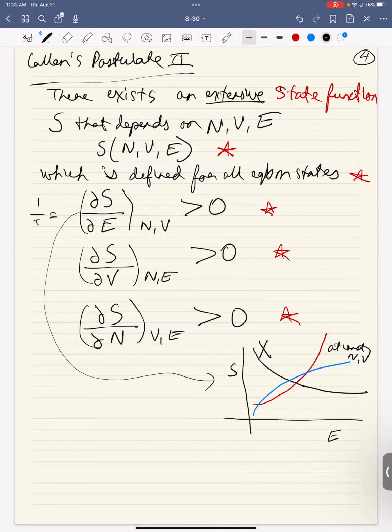So next time someone tells you, how is the weather in College Park? You can be like, oh, I haven't quite measured the partial of S with partial of E at constant N and V in a long time. Nerd joke. So we will see that in a moment as to why that is the temperature.